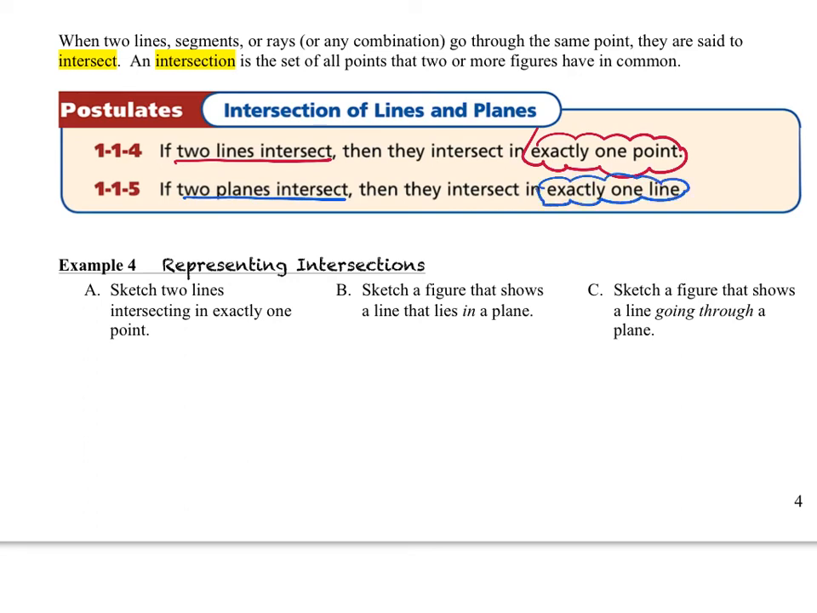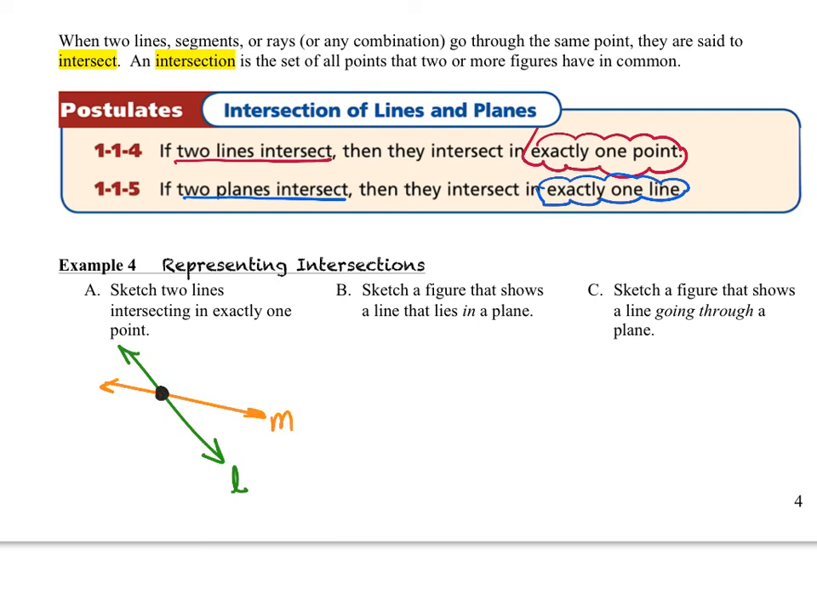All right, in example 4 in part A, it says sketch 2 lines intersecting in exactly 1 point. And that is definitely not difficult for us to do. I'm going to call it line L, and then I'm going to also have another one we'll call line M, and they intersect in exactly 1 point.